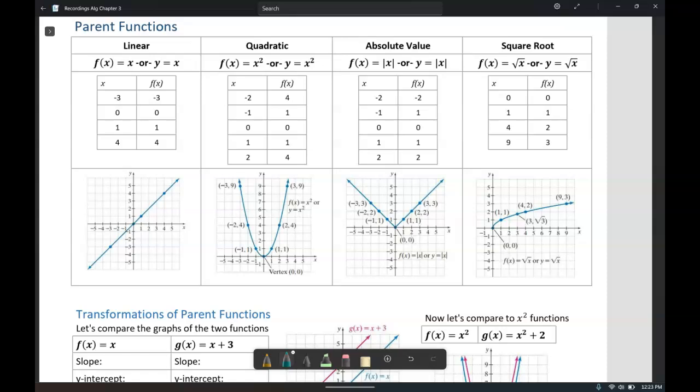And the way we get our other equations' graphs is by transforming them. We can move them, we can flip them, we can stretch them, we can compress them, we can get them all over the place. And we're going to look at how some of these transformations work.